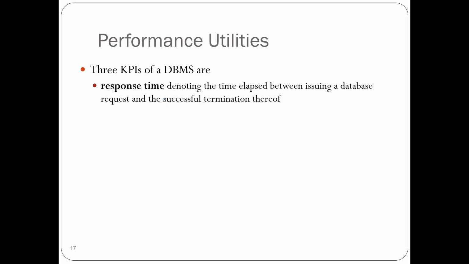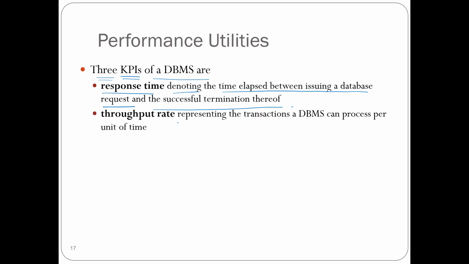Now let's look at some KPIs. What are KPIs? KPI stands for Key Performance Indicators. Now, three KPIs of database management systems are, first, the response time. The response time denotes the time elapsed between issuing a database request and the successful termination thereof. Fairly simple. Then comes the throughput rate. Throughput rate represents the transactions of the database that are happening per unit time.